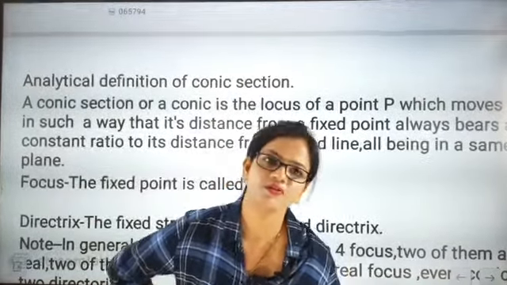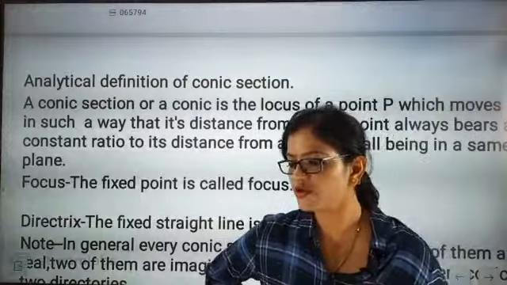JEE, it is not going to be enough. It is never going to be enough for JEE.